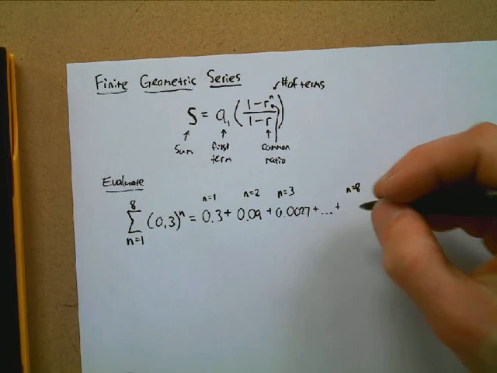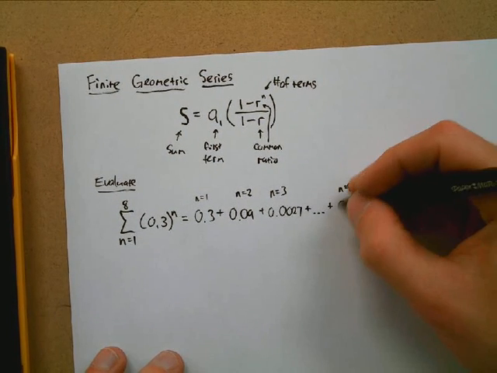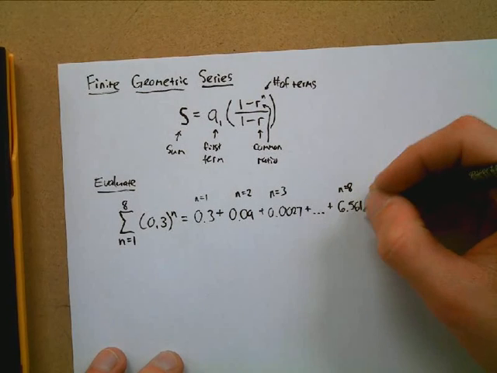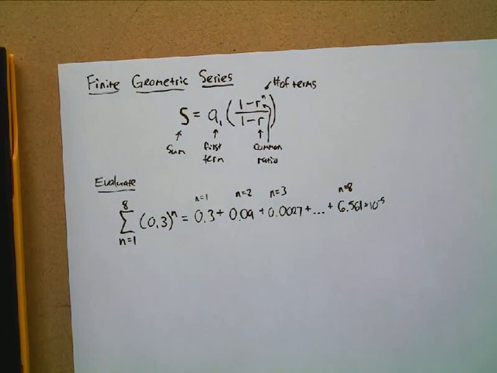Now, the good news about a finite geometric series, unlike the arithmetic series, is that we only need to know the first term. Notice there's no a sub n in here at all, whereas in an arithmetic series, you have to know the first term and the last term.